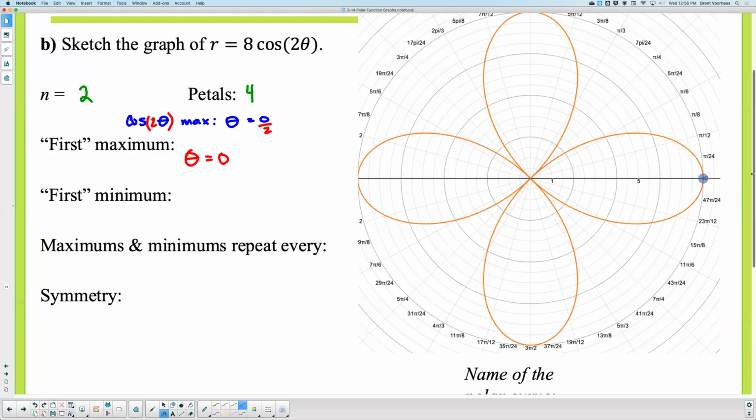Now let's talk about cosine's minimum. Typically the cosine's minimum occurs at pi. Very good. It typically occurs at pi. Now, this is not just a normal cosine, it's cosine 2 theta. What is that 2 actually doing? Dividing by 2. So its first minimum occurs at pi over 2.